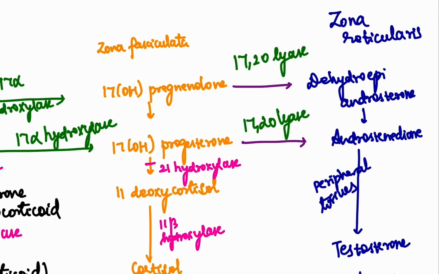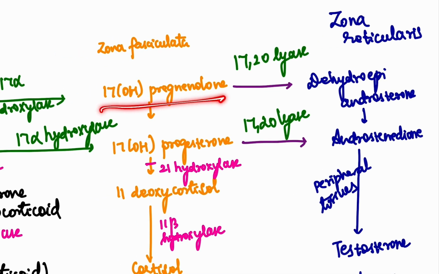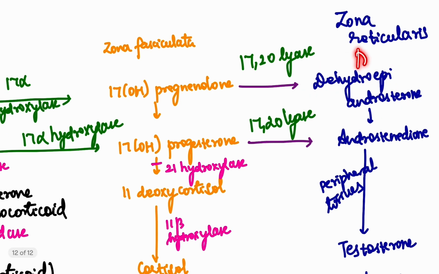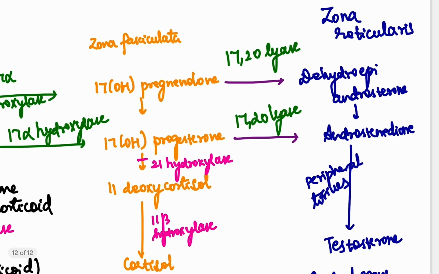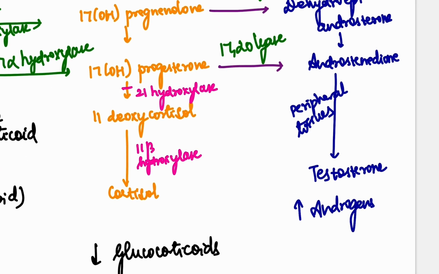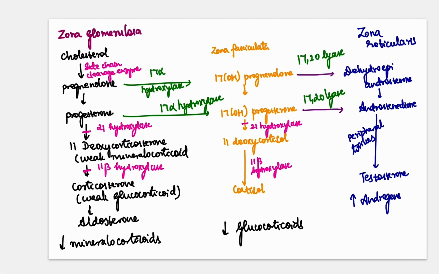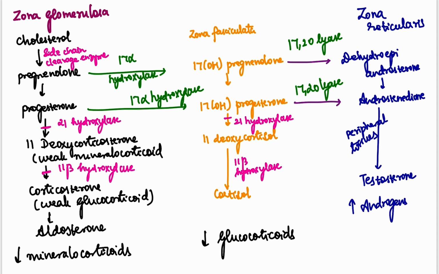Again, in reticularis, 17 hydroxypregnenolone and 17 hydroxyprogesterone are converted into dehydroepiandrosterone, which is DHEA, and here it is converted into androstenedione with the help of 17,20 lyase. This androstenedione in the peripheral tissues is converted into testosterone. So this flowchart is specifically done for 21 hydroxylase deficiency.